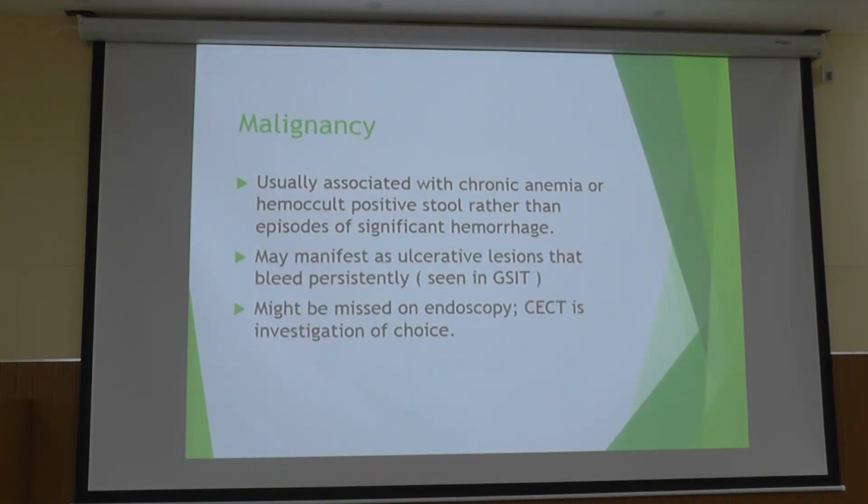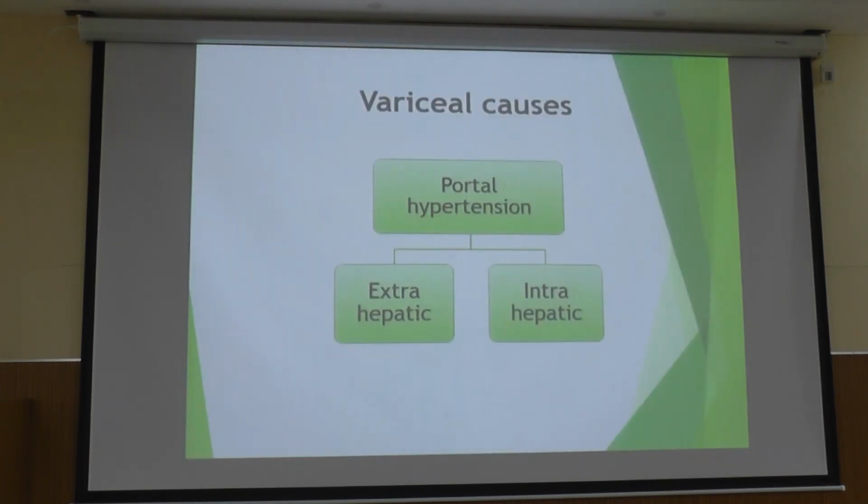Malignancy can also present with hematemesis. Malignancy does not usually present with a lot of vomiting up of blood. It's either melena, and chronic cases usually present with anemia. And sometimes, if it is a case of gastrointestinal stromal tumors, which are tumors of connective tissue, like sarcoma, they can present with ulcerative lesions which bleed persistently. These tumors can be missed through endoscopy, so CECT is the investigation of choice.